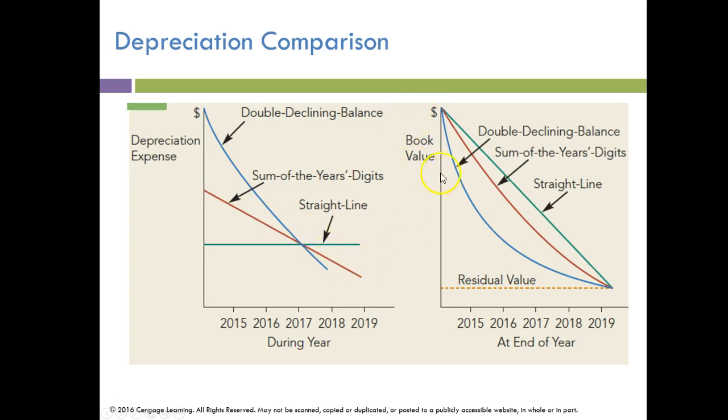And similarly, for the book value, the double declining balance will show the lowest book value, and then on up to straight line, where you will generally see the higher book value until the final year, where everything all meets up at the salvage cost.